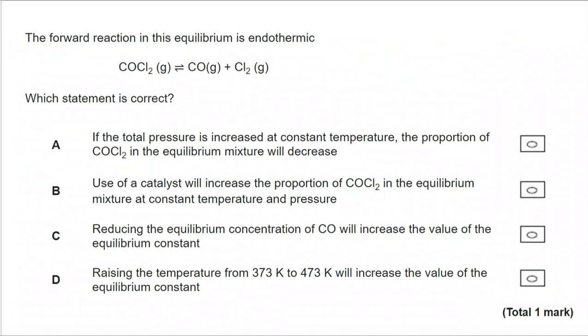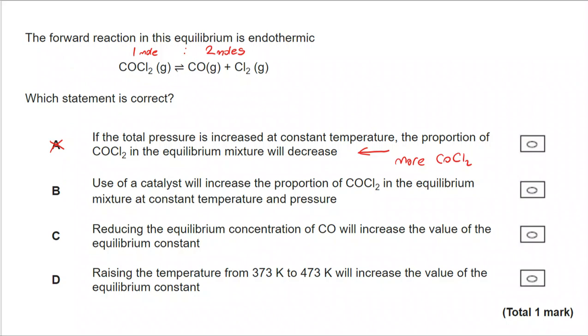And on this one, we have got, again, a range of statements. So let's have a look at them. I've got 1 mole on the left and 2 moles on the right. Now that means that if I increase the pressure, the equilibrium is going to shift to the left. It's going to give us more COCl2. Not decrease, as the question suggests.